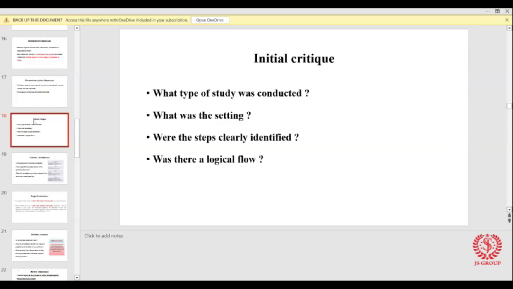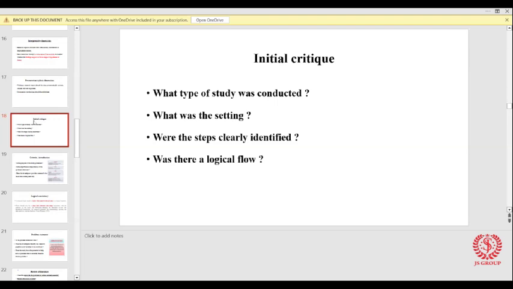It may be in the hospital, or in the community setup, or in the village, or in the home setup. So which was the setting, we have to analyze whether the setting was apt for the particular research, whether it is okay for data collection or not. Then next one is whether the steps were clearly identified. Steps means in the research process, all the 5 phases are there, no? Maybe around 18 steps are there. Were all the steps clearly identified or not?